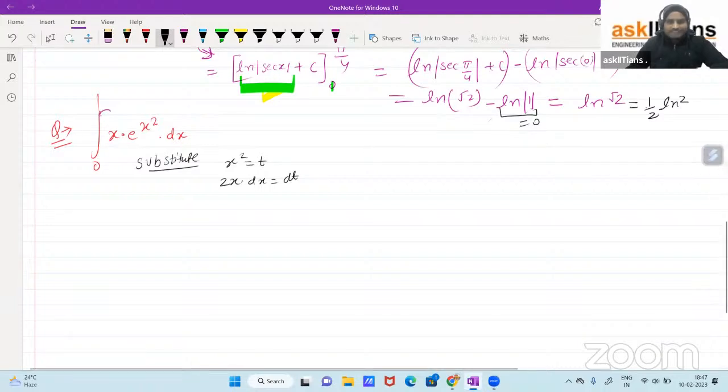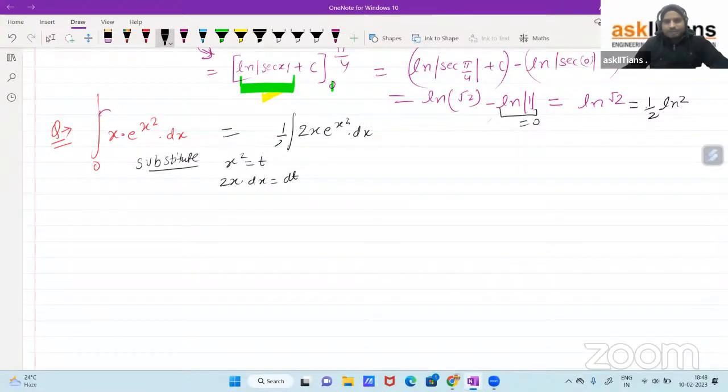But here only x is there. So with the magic, you can make it as 2x e power x square dx. And if you multiply it by 2, you have to divide by 2 here. Yes or no? So that your question will remain the same.